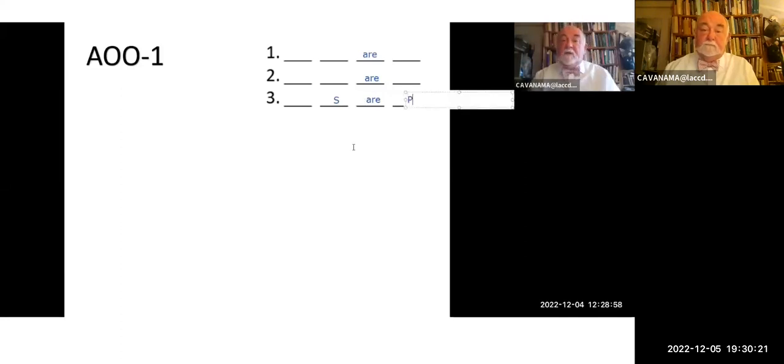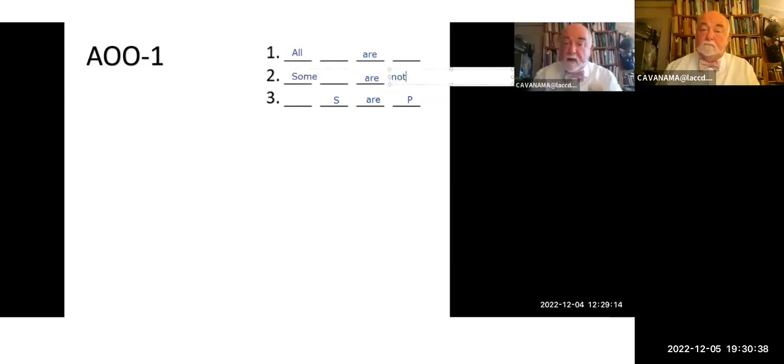Okay, and now our quantifiers, A, O, and O. Well, A would be all. And O, again, some but some not. Okay, and then likewise here we have some.